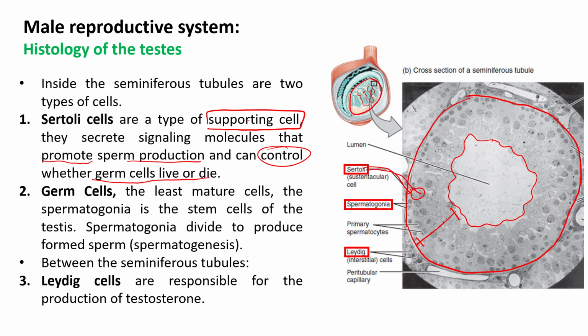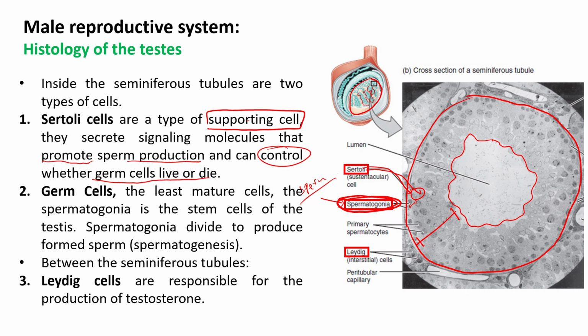Within the Sertoli cells, right beside them, we have the spermatogonia. The spermatogonia is the most immature form of a sperm. And they're very close to each other, as you can see, Sertoli cells and spermatogonia. These germ cells are very immature.